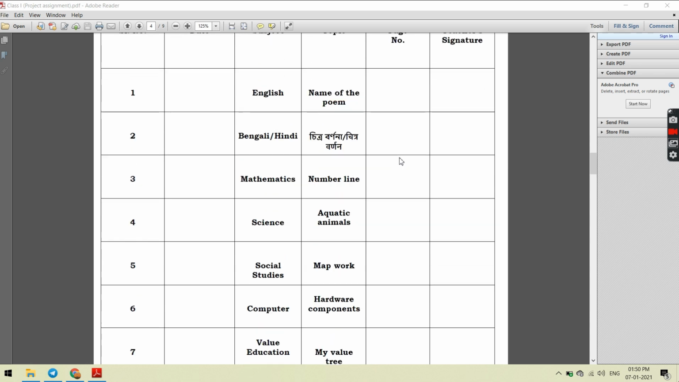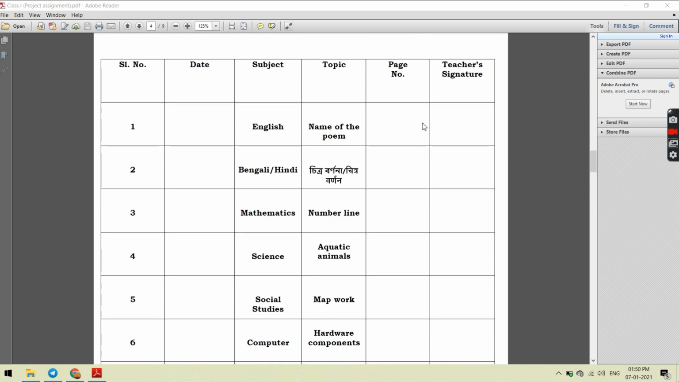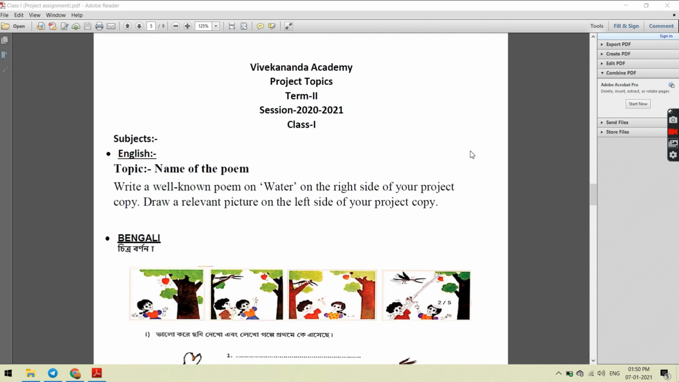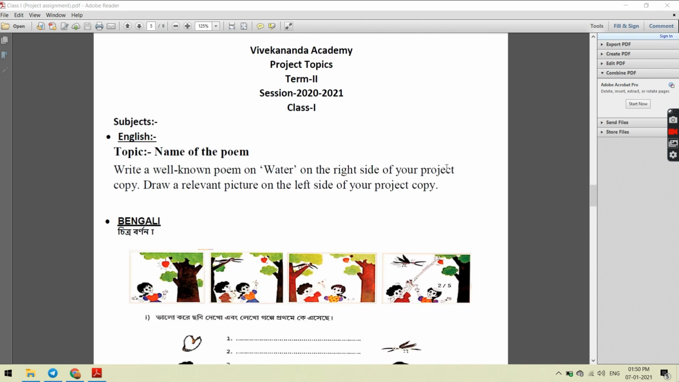Bibliography, you don't have to write anything. In page number, write down the page number in which you are doing the project and keep the place of teacher's signature blank. Next, in English, you have to do a project on a well-known poem on water.